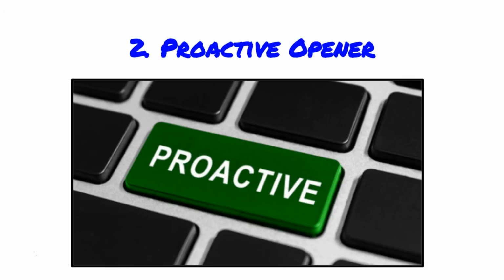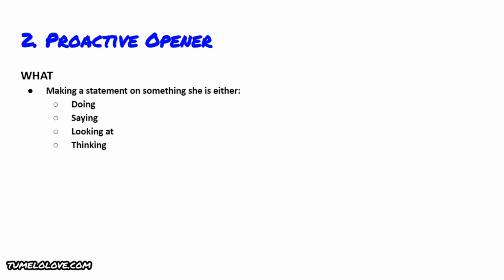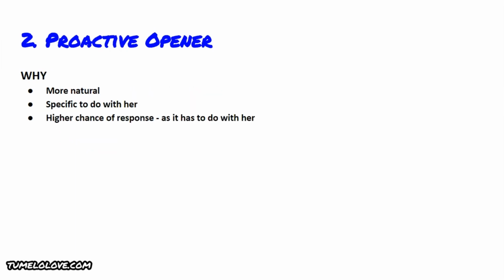The second technique is the proactive opener. The proactive opener is basically when you approach the girl by making a statement on something she is either saying, doing, looking at, or thinking. Why this opener is so effective is because it's a more spontaneous kind of opener. It comes across more natural.